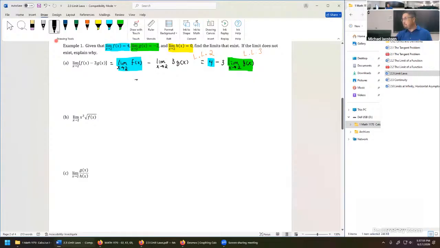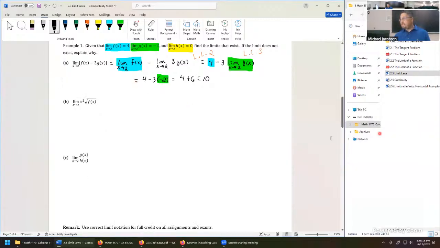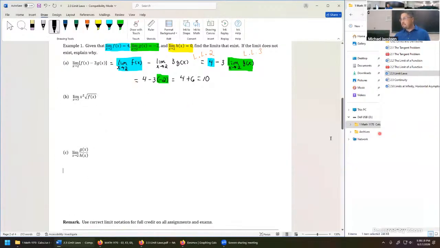Okay, let's put in our value. This becomes 4 minus 3 times -2, making that final substitution for where this limit was. That one's not a limit law, just ordinary mathematics, but substitution. So this becomes 4 plus 6 for a value of 10. Then the work is complete entirely on that one there.